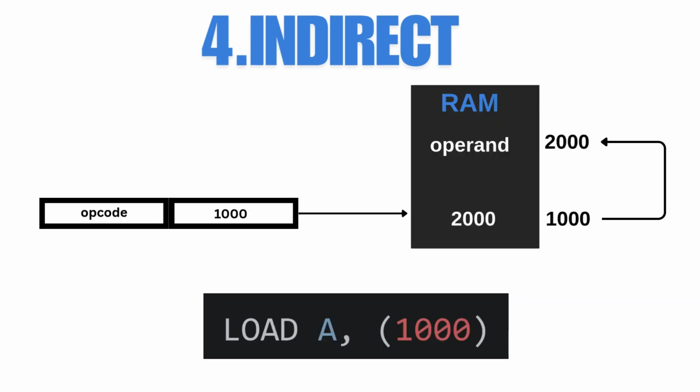Here, load is the opcode, A is the destination register, and 1000 is the indirect address, where 1000 holds the pointer to the actual operand address. The CPU first reads the value at memory address 1000. Suppose the value at 1000 is 2000. The CPU now knows it should look at address 2000. The CPU loads the data stored at memory address 2000 into register A.